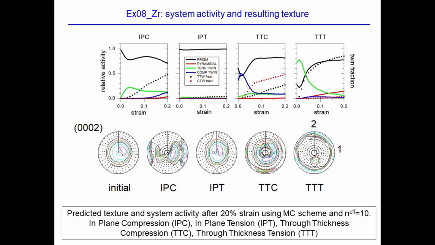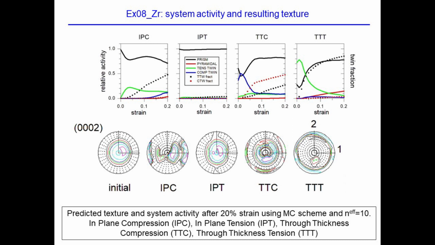So this is the kind of results that you get for all the 4 cases. We are going to run here only the in-plane compression case, or maybe a couple of cases. So these are the results that you get both for texture and for activity. First let's look at the texture, which is the easier to analyze. These are the basal poles. Your basal poles are along the normal direction mostly.